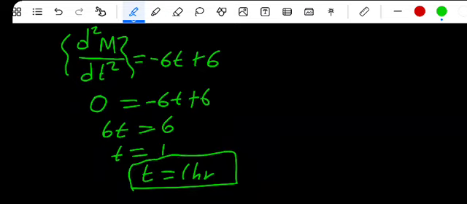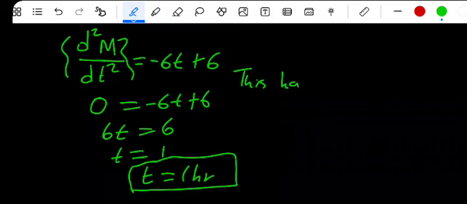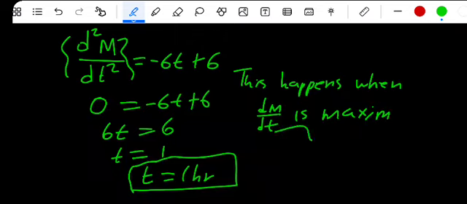Why we have taken this is because this is happening, or this happens when dm over dt is maximum. As you can see there, it's maximum, because that is the maximum position. So this is how you'll get this time.